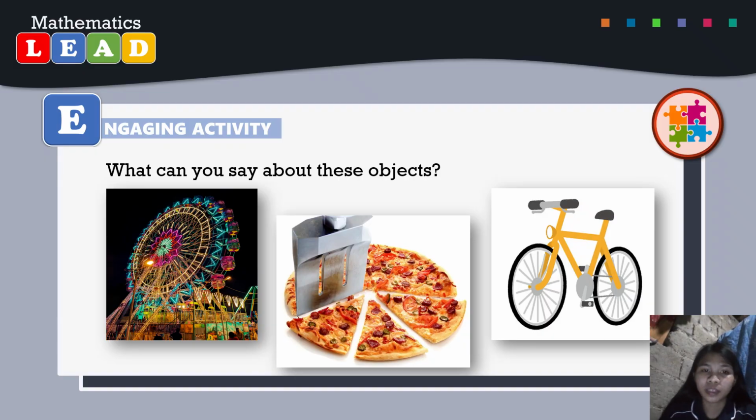And now, which one is divided into sectors? Correct. Pizza is divided into sectors because it is cut into triangular slices. For the bicycle, it shows a tangent touching a circle, the tire touching the ground.